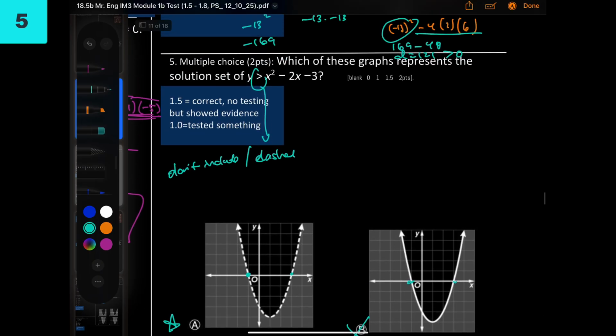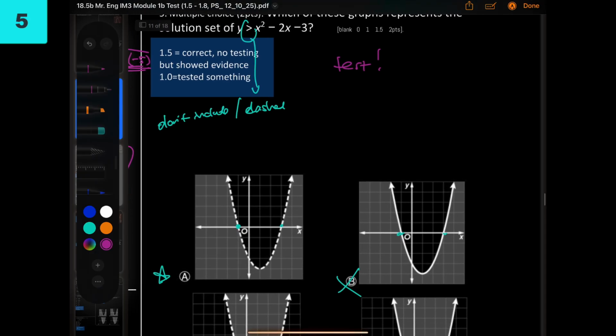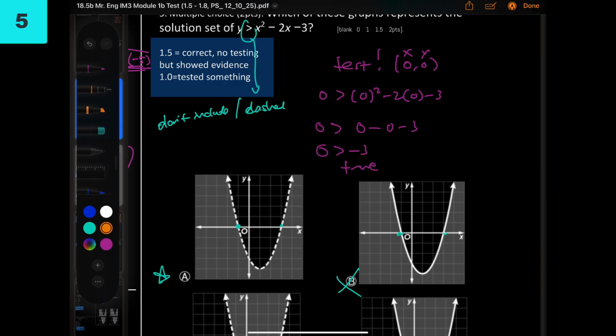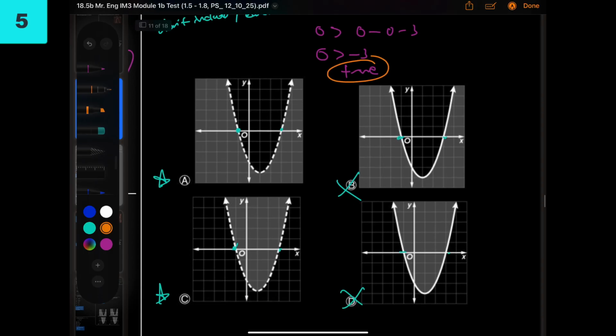Okay. The second thing you probably want to do is test it. So the point that you should test is 0, 0. So I'm putting an x 0 and a y 0. So that means 0 is greater than 0 squared minus 2 times 0 minus 3. And when you simplify that, 0 minus 3, so that's just 0 is greater than negative 3. That is going to be true. Okay, that means where 0, 0 is, it's true. So here is 0, 0. True means shade. And so your correct answer is C.